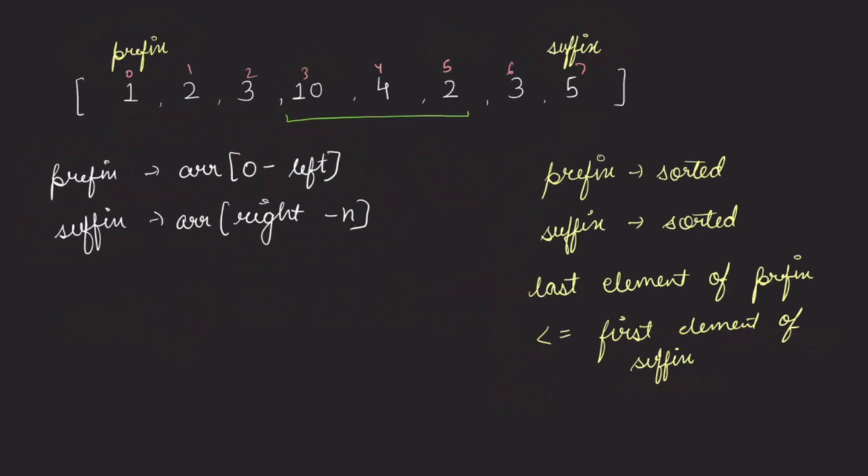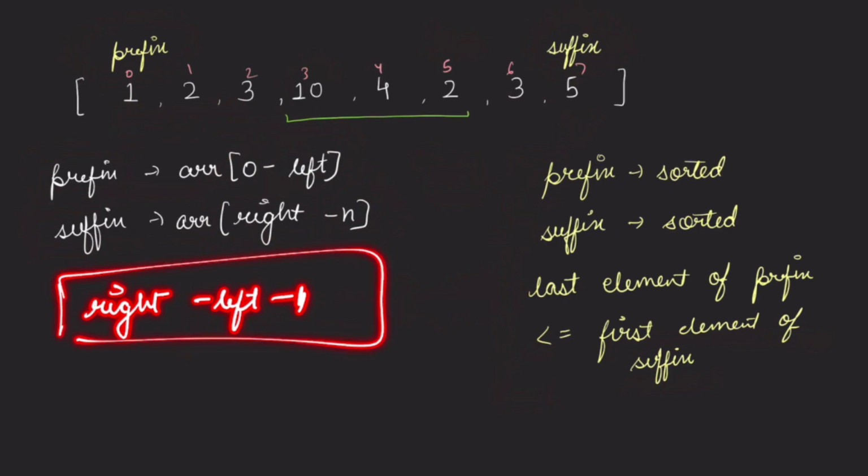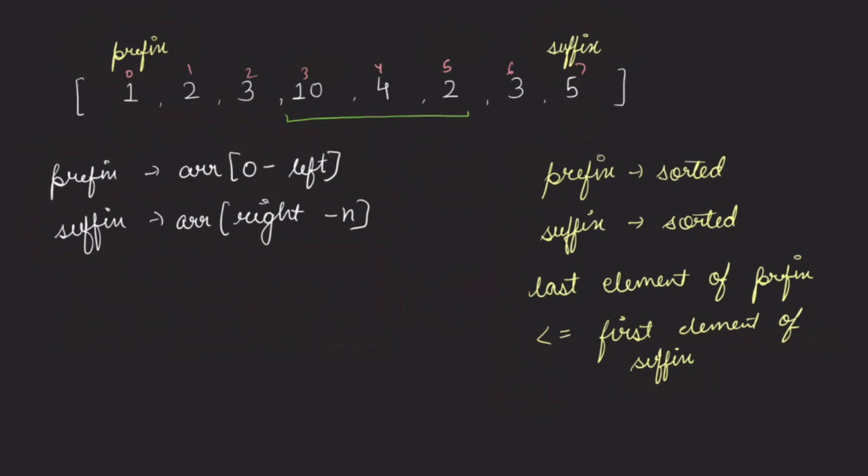In that case, what will be the length of the subarray that you will remove? Can I say that it will be right minus left minus 1? This will be the length of the subarray that you will remove. So if you find all the possible valid combinations of left and right, then for every combination you can find the length, and out of all those lengths, whichever is the minimum, you can return as your answer. So now how are we going to do this?